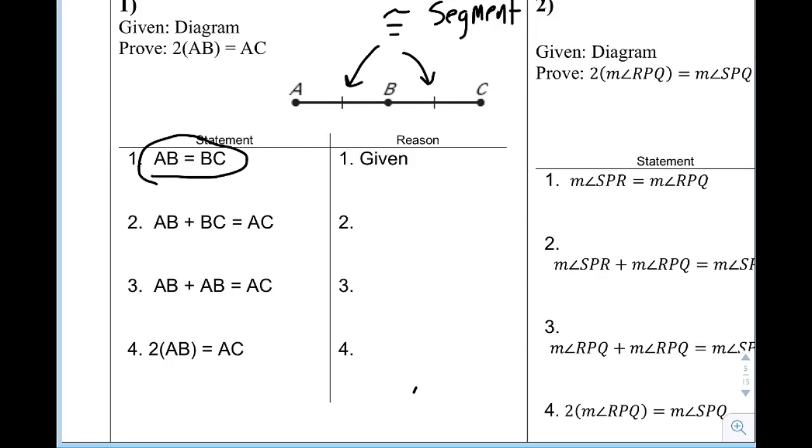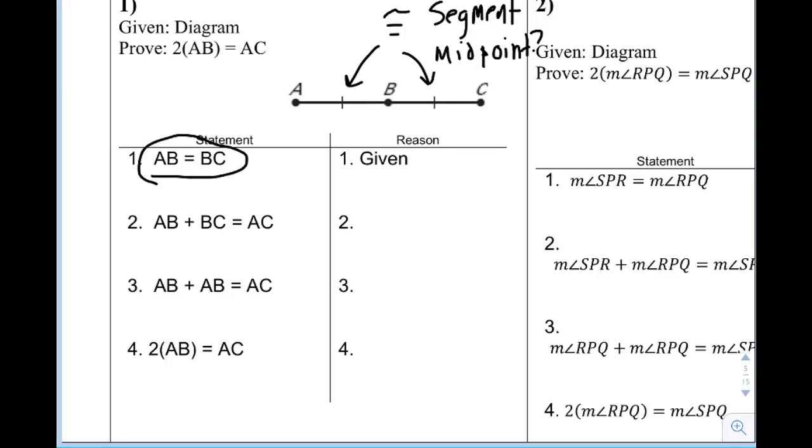I also think, well, B is in the middle. Maybe it's a midpoint. Now, we're not told that exactly. It doesn't say B is a midpoint. But we do want to start thinking about, hey, if it's in the middle, if you've got congruent segments on each side, then it might be a midpoint. The statements are filled in for you. We're going to do the reasons together.